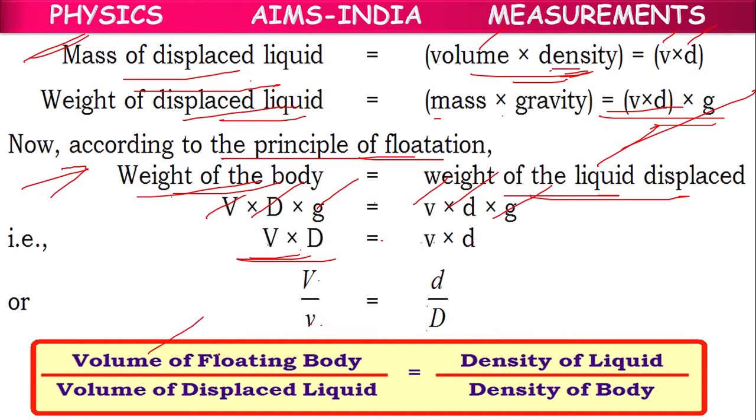Or volume of floating body, this capital V means volume of floating body, by small v means volume of displaced liquid. This ratio equals small d, meaning density of liquid, by capital D, meaning density of body. Body here is in the numerator, there it is in the denominator. Displaced liquid here is in the denominator, there it is the numerator. So from the principle of flotation, we can finally come to this conclusion. So this is the condition for floating of a body.